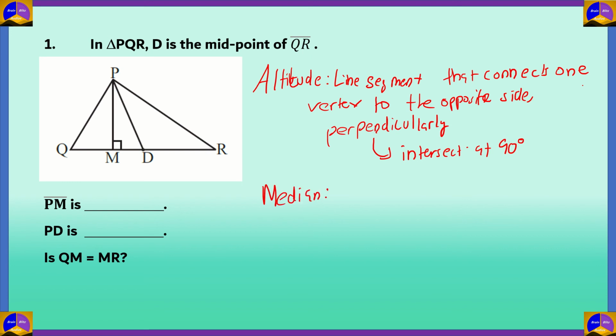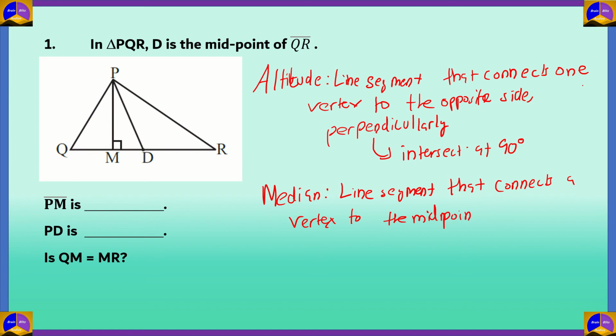Now let's look at what a median is. A median is a line segment that connects a vertex of the triangle to the midpoint of the opposite side.